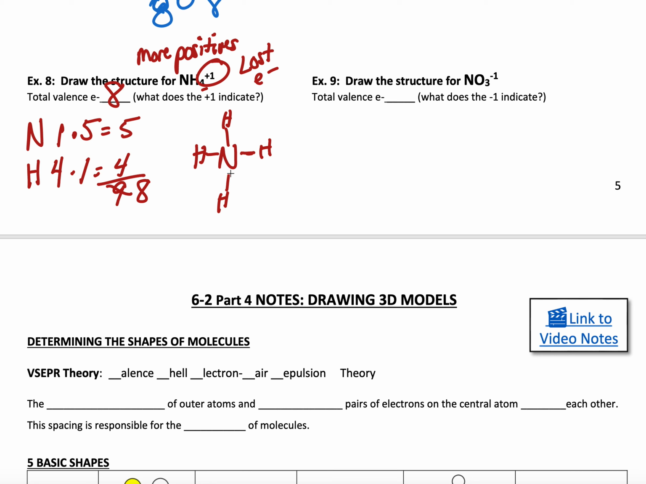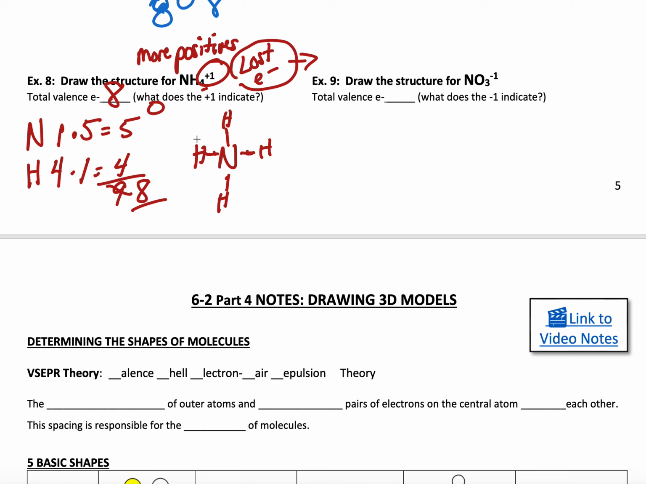The next step is to see if there's any electrons that remain. 2, 4, 6, 8. We started with 8. We used 8. We have 0 remaining. And the nitrogen in the center has its octet. Everybody's done. It's perfect with these 8 electrons. It would have been a mess with 9. But 8 is perfect. That's why NH4, in order to stay together, has to lose an electron. It has to act like a metal and give it away.